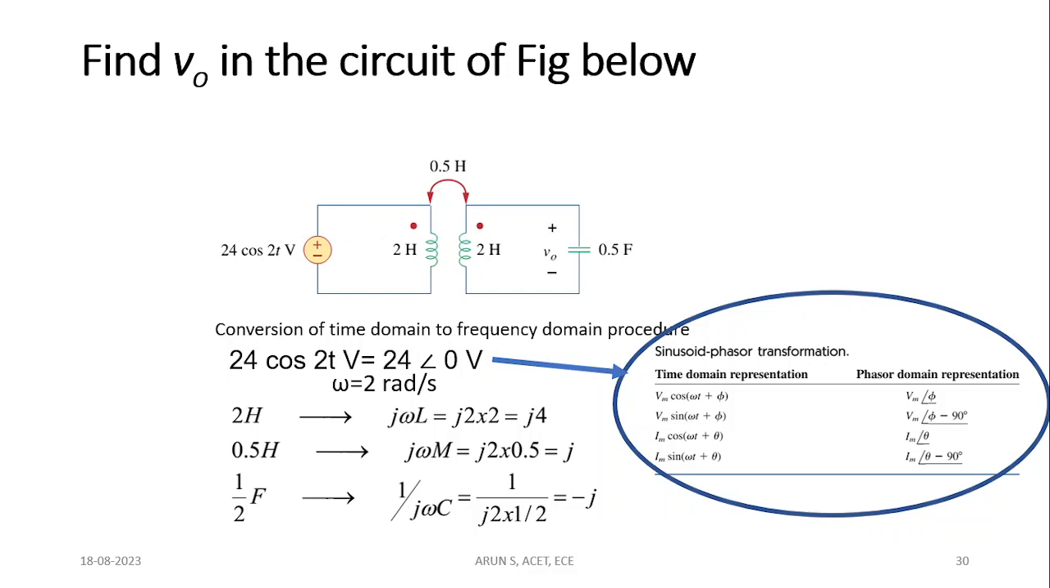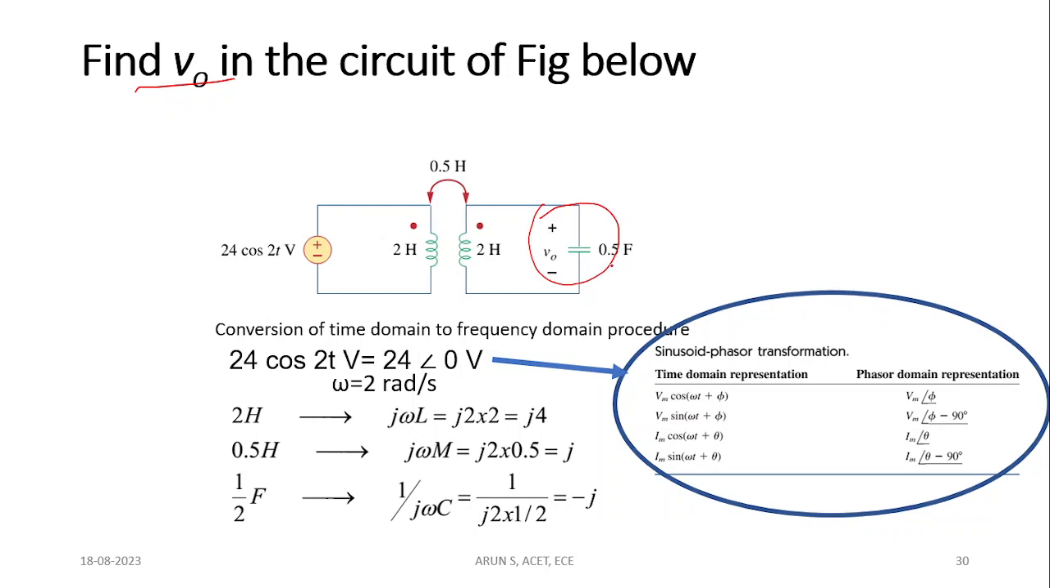Now I'm going to discuss some problems on Unit 5 EC3251 Circuit Analysis. Okay, now the question is: find V0 in the circuit shown in the figure. They ask us to find the voltage V0, which is across the 0.5 farad capacitor.